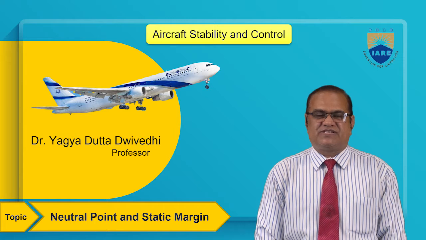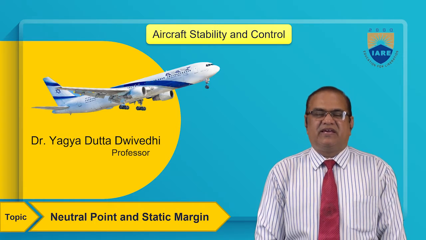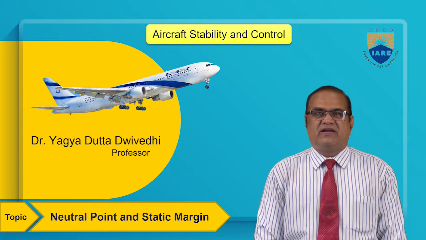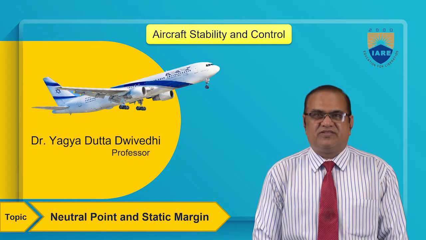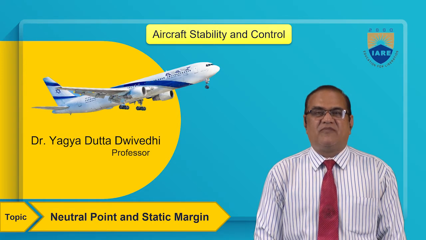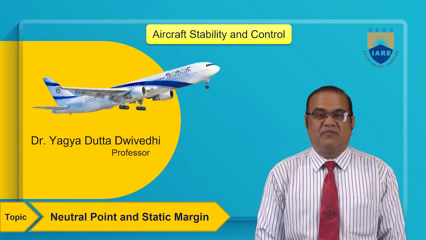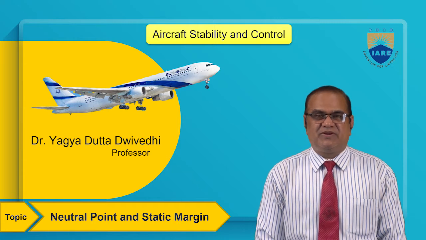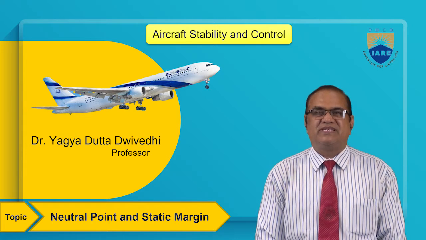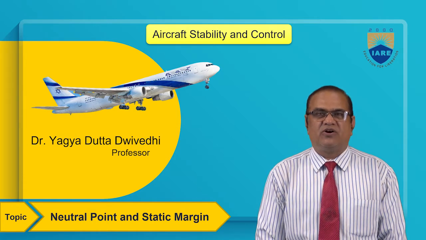After removal of these external forces, if the tendency of the aircraft is to revert back to its original position, then we can say that the aircraft is statically stable. Here we are not considering after how much time it comes to its equilibrium or original position. But when we talk about dynamic stability, then we have to see after how much time the aircraft is going to come to its original position.